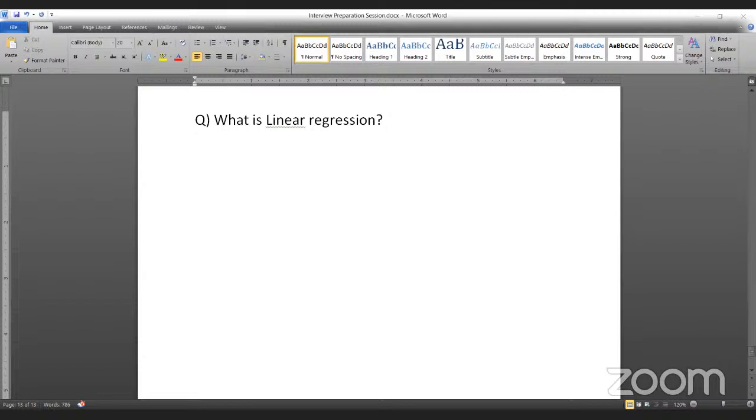Yeah, so linear regression is a supervised machine learning algorithm which gives us the relationship between one or more independent variables and one variable which is dependent on these. This one variable which is dependent on these variables is known as the outcome variable, and all the variables which are independent of each other are input variables.